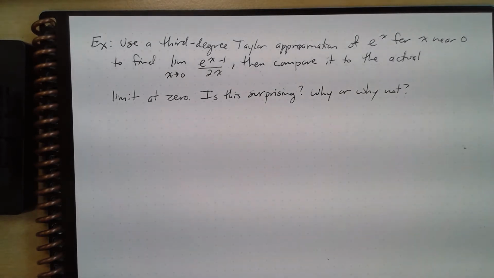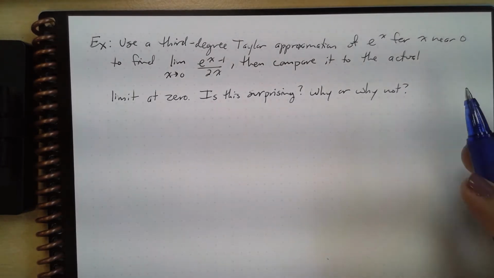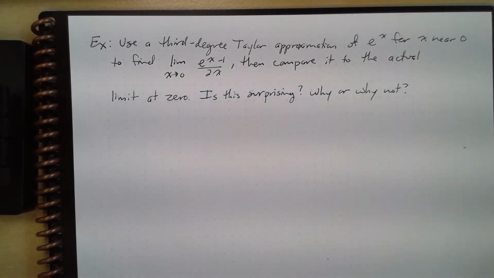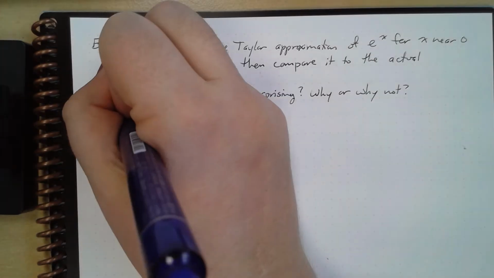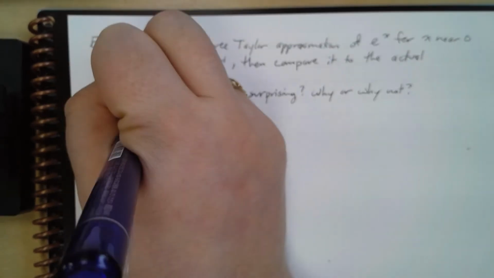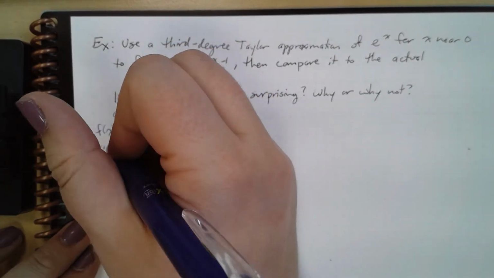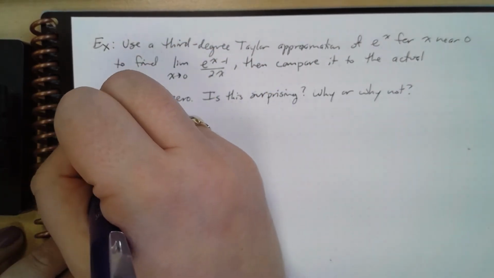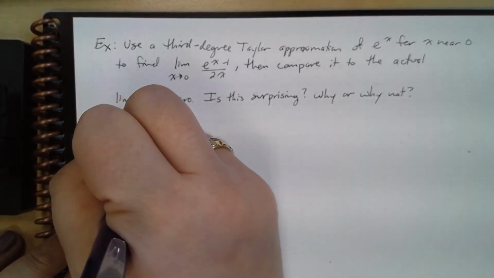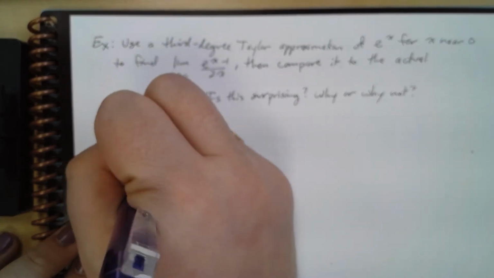Okay, well, the first thing we have to do is write this Taylor approximation. So it's centered at 0, so c equals 0. So f of x is equal to e to the x. Well, the nice thing here, third degree, so we're going to go to 3. And guess what? All of our derivatives are the same. Man, life is good on Easy Street.